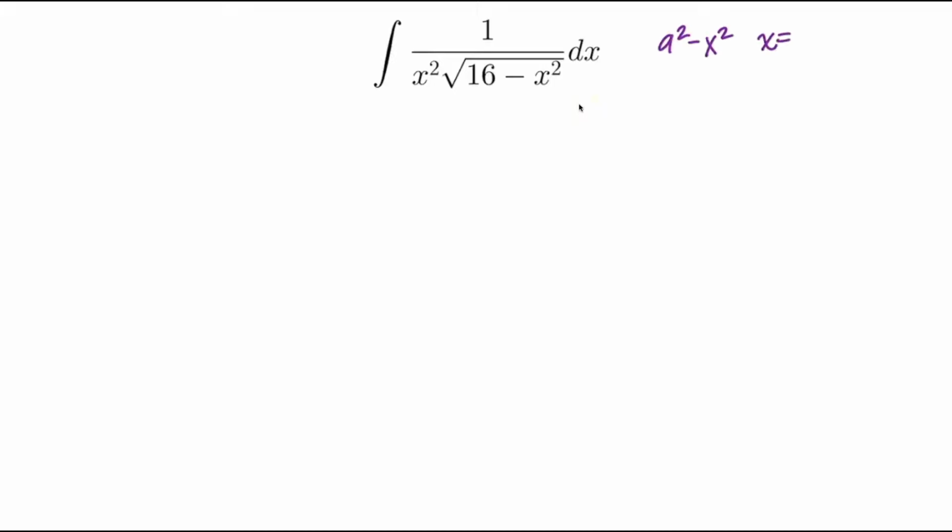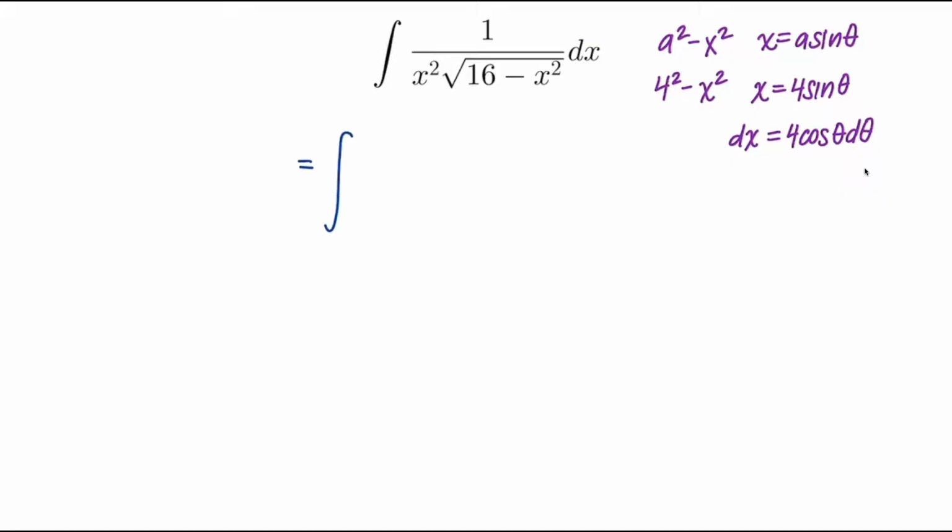So the substitution is going to be a sine theta. Our a value is 4. We really have 4 squared minus x squared. So our substitution will be x equals 4 sine theta. We take the derivative of that so that we get dx is 4 cosine theta d theta. And we can do a complete change of variables. We're going to replace each x and the differential dx with thetas. So let's go ahead and do that.